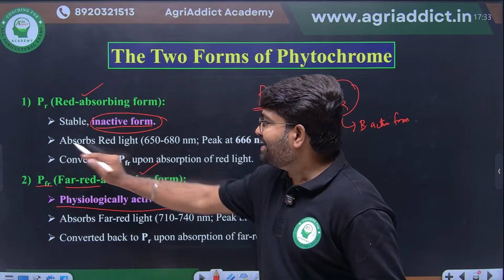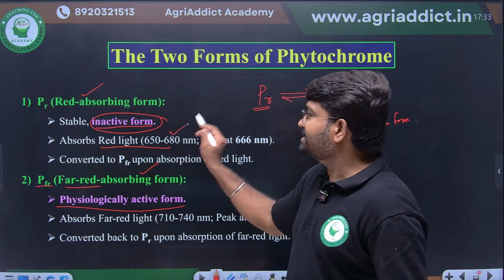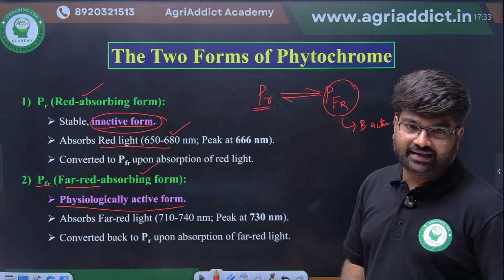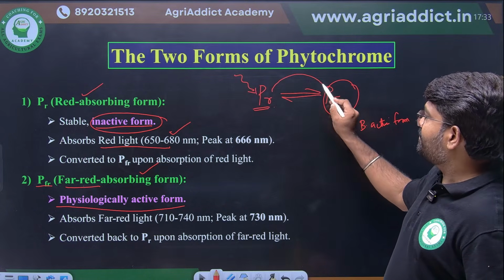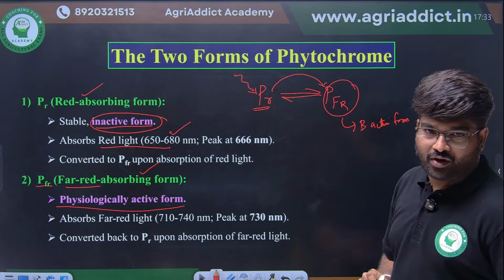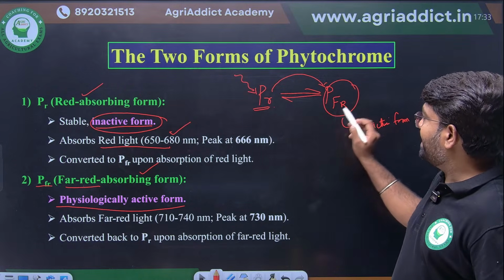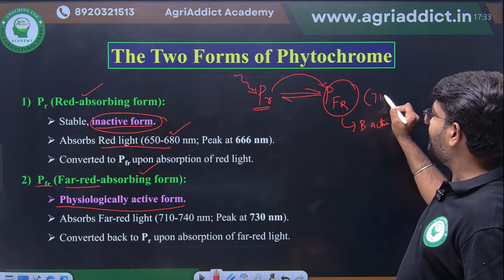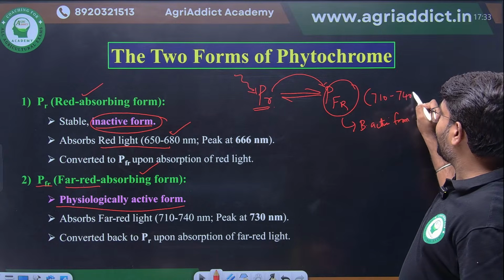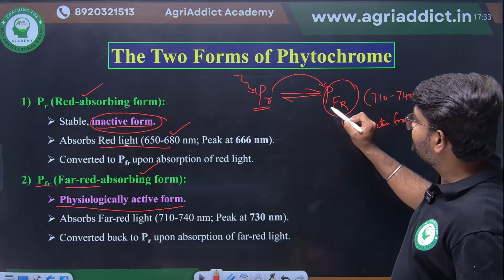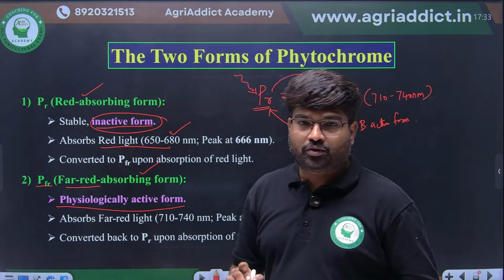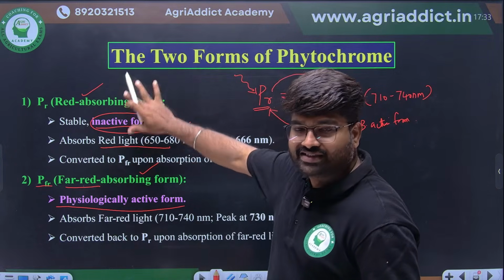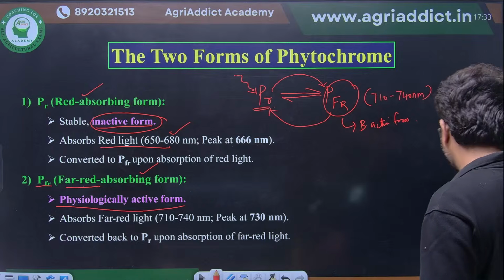So PR will absorb the red light; the range is 650 to 680. If the red light is absorbed by PR, it will be converted into PFR form. If far-red light, that is 710 to 740 nanometer, is absorbed, this PFR will be converted into PR form. I hope this is clear for everyone. This is the concept question they will ask from phytochromes.